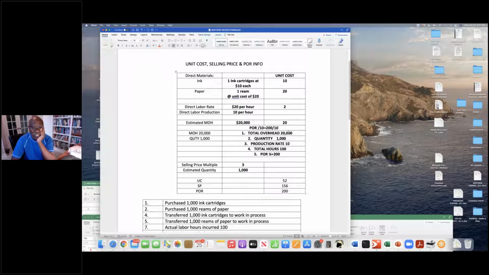So we take the total overhead, 20,000. We take the total quantity, 1,000. Then we get our production rate, which is 10. And we said it's going to take us 100 hours. So we divide the 100 into the 20,000, and that gives us a POR of 200. It's kind of a formal thing. Then it's 200 divided by 10 to get to 20. But this little action here will accomplish the same thing.